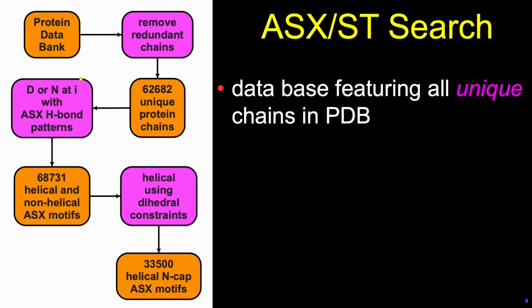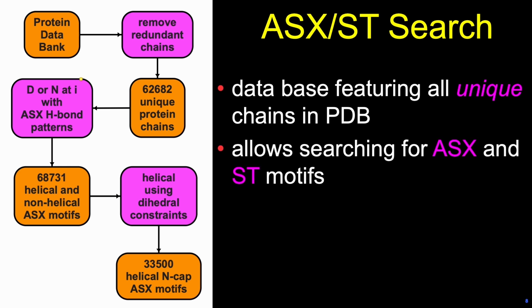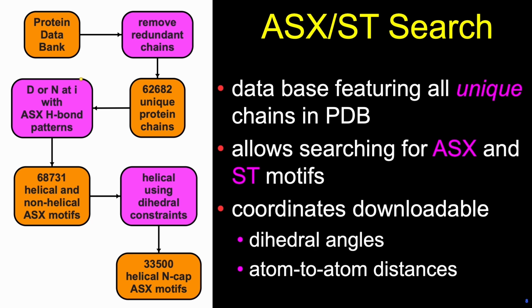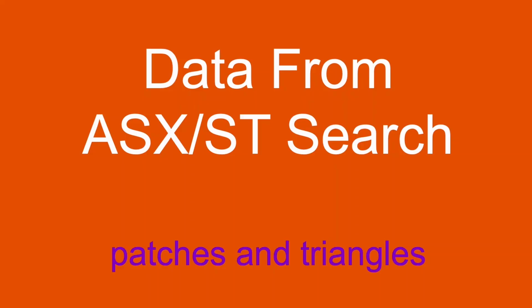A key feature of this is that the database has all unique side chains. This allows for searching of ASX and actually ST motifs. The coordinates from each hit are downloadable, allowing access to dihedral angles and atom-to-atom distances. So armed with that searchable database, we went searching for features of ASX motifs.